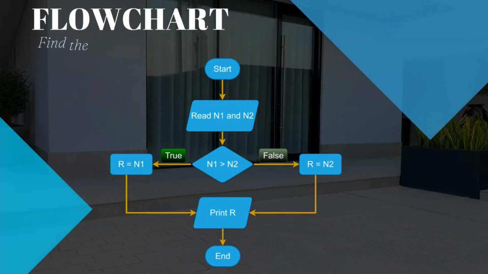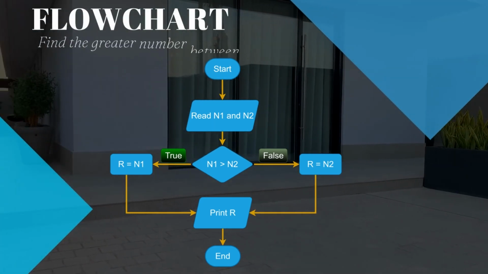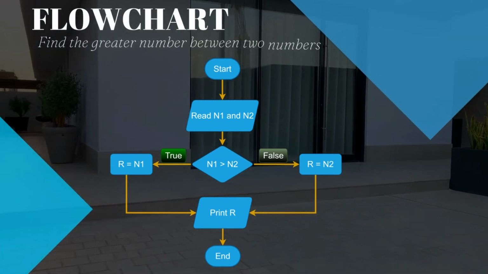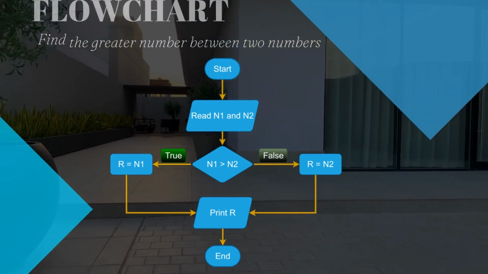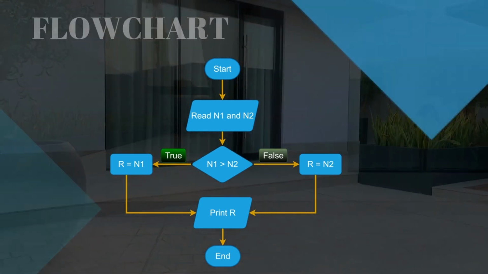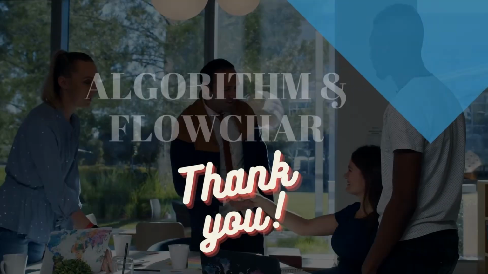Find the greater number between two numbers. Step 1. Start. Step 2. Read number 1 and number 2. Step 3. If number 1 is greater than number 2, then set r equal to number 1. Step 4. If number 2 is greater than number 1, then set r equal to number 2. Step 5. Print r. Step 6. End.